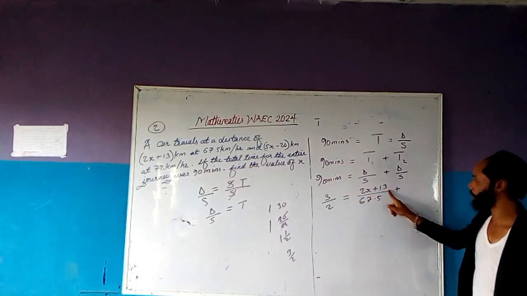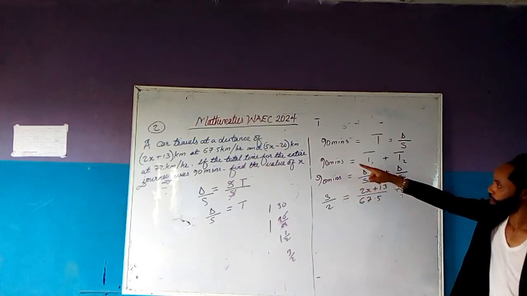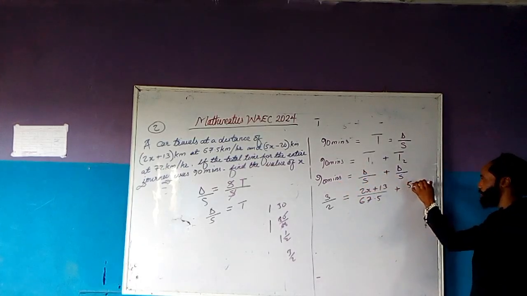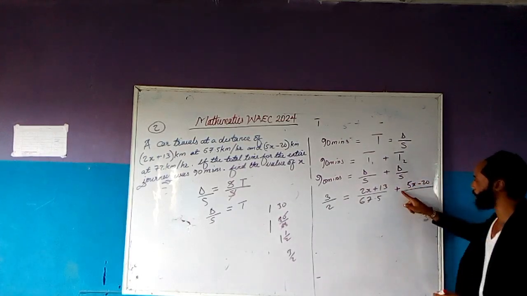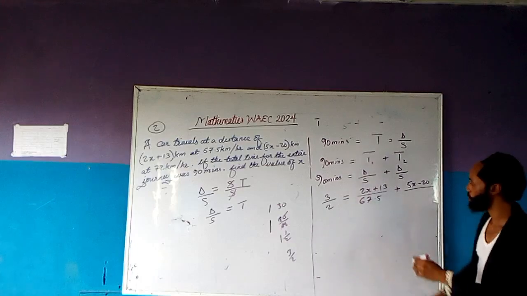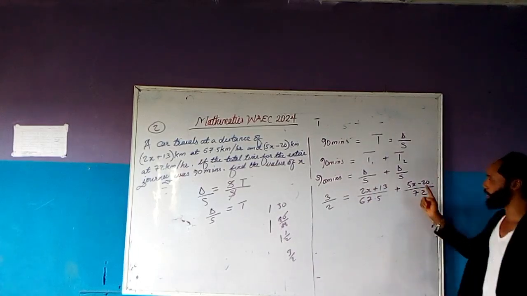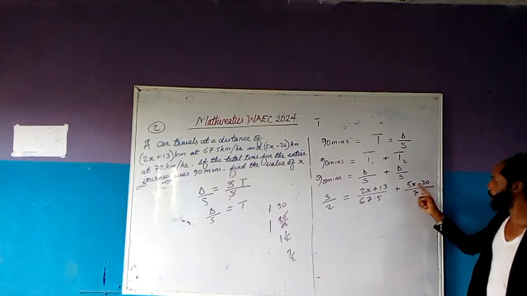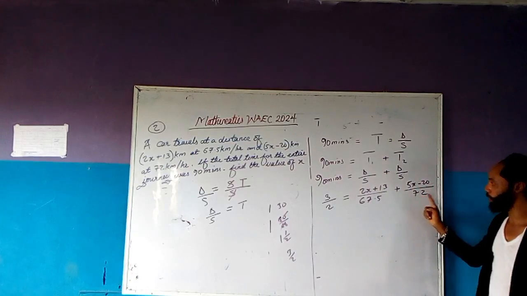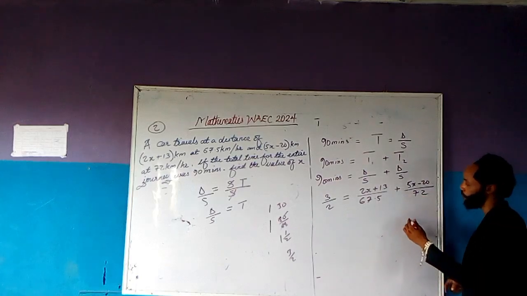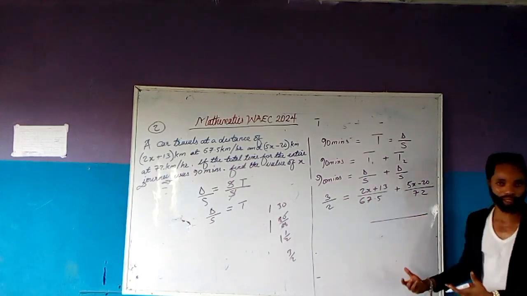Plus the distance for the second journey, 5x minus 20. Then the speed is what? 72. So the distance of the second is 5x minus 20, and the speed is 72. Now we want to do the mathematics behind it.